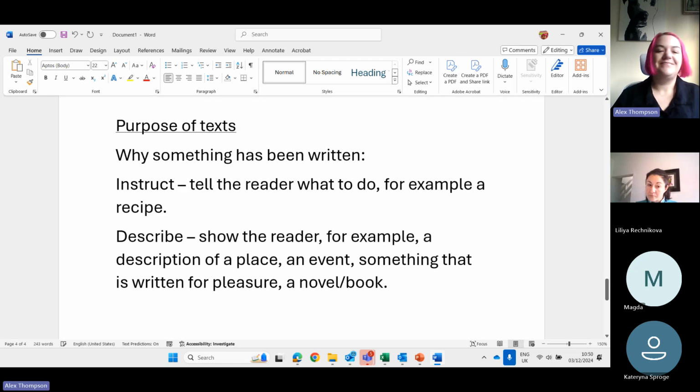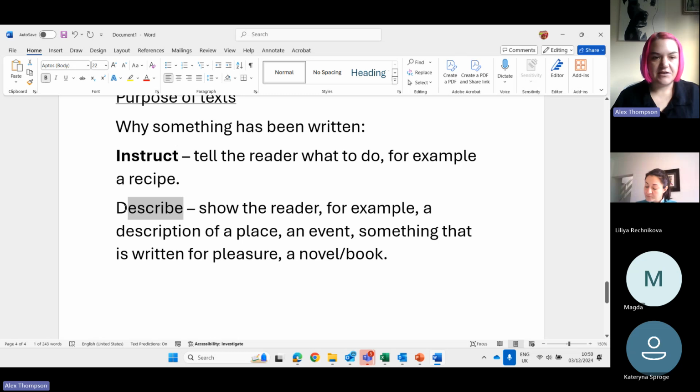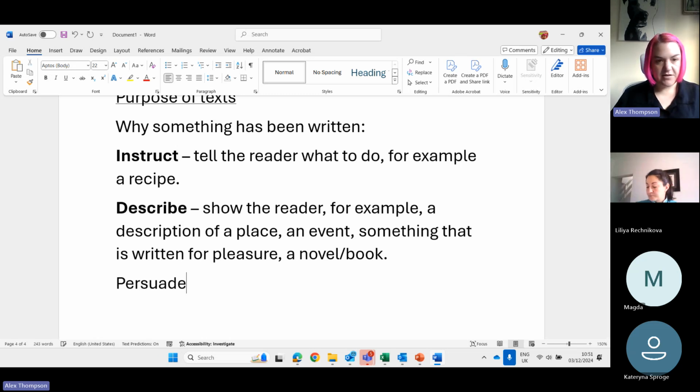or a book. So we have instruct, we have describe, and then my personal favourite, we have texts that persuade you. So the most common examples of these are adverts. You'll see, especially now that we've got Christmas coming up, all the adverts that are coming out to show us what perfumes to buy, which supermarkets to shop at.